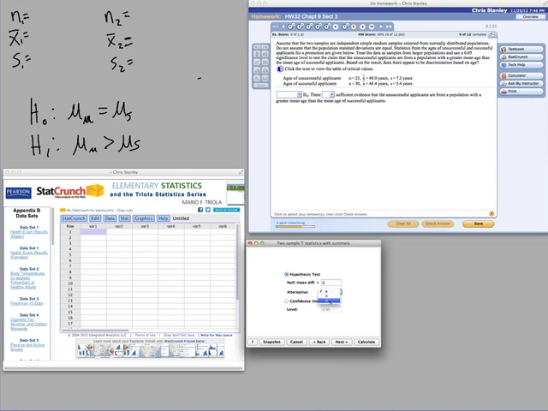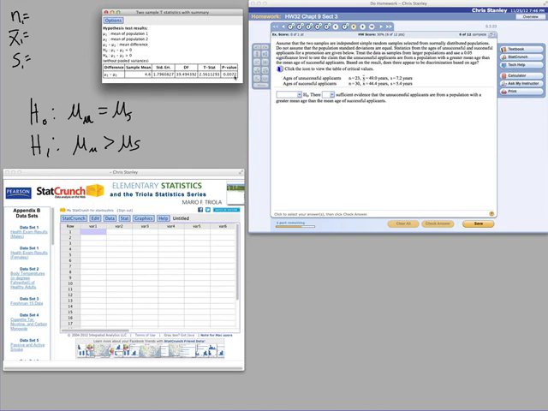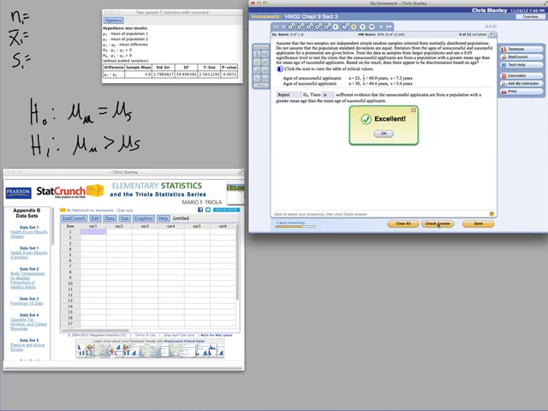Next. Okay, I want to know is the age from the first group greater than the age of the second group. Calculate this. Okay, this p-value here, they want us to test it at an alpha of 5%, so the 0.0072 is less than that, so we would reject. There is sufficient evidence. Yes, there does.